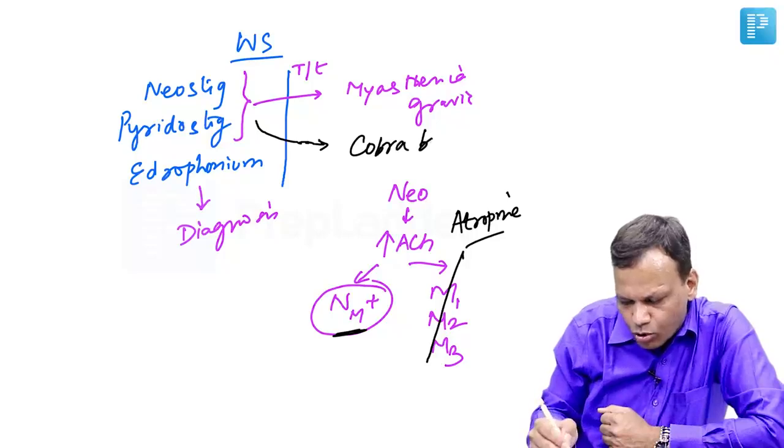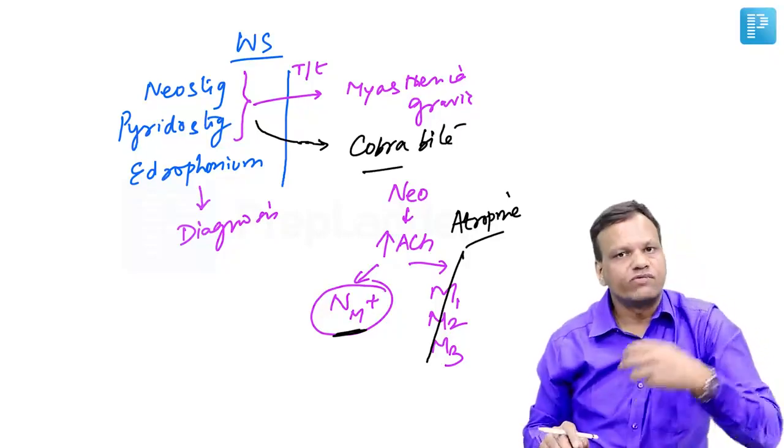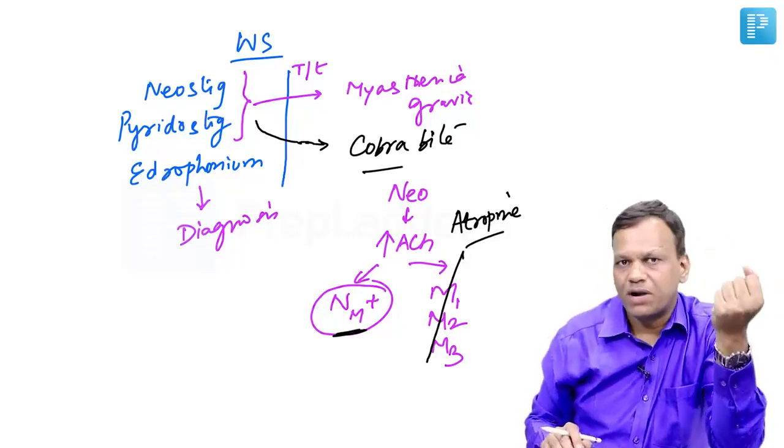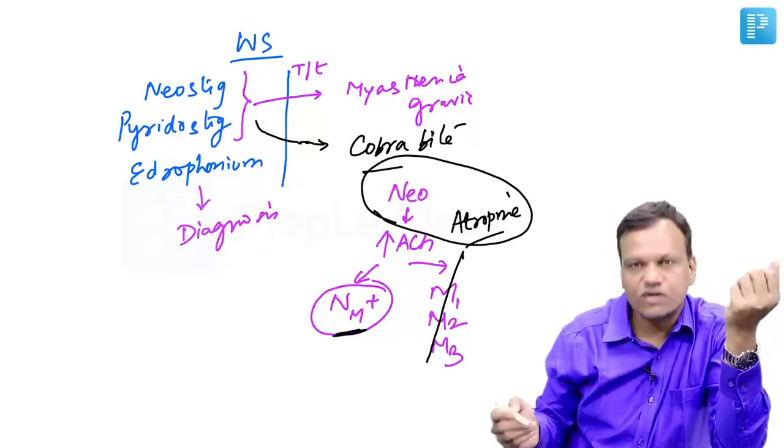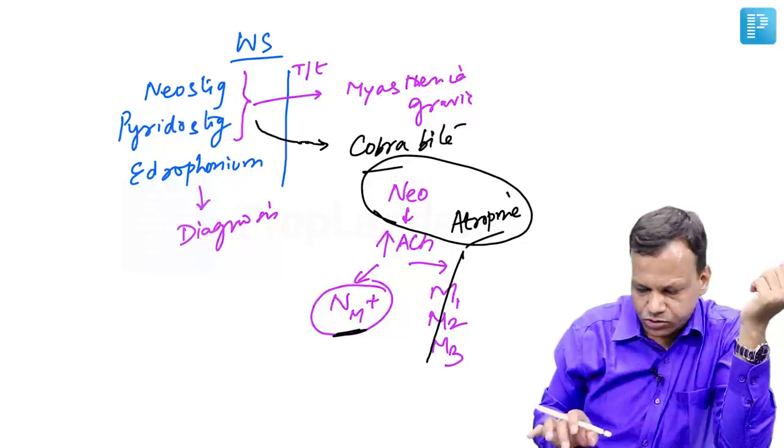Okay. Then another important use of neostigmine-like drugs is cobra bite. Remember, cobra is a neurotoxic snake. So it will cause paralysis of the muscles by blocking the NM receptors. So again, we can use a neostigmine plus atropine combination for cobra bite. Okay. So these are the important points regarding the reversible drugs.